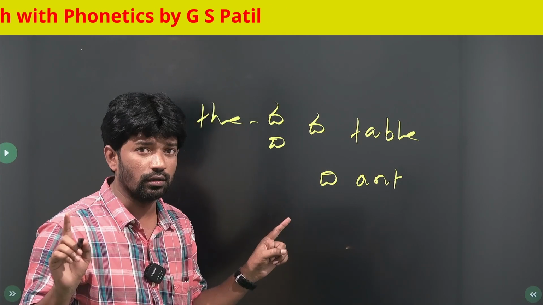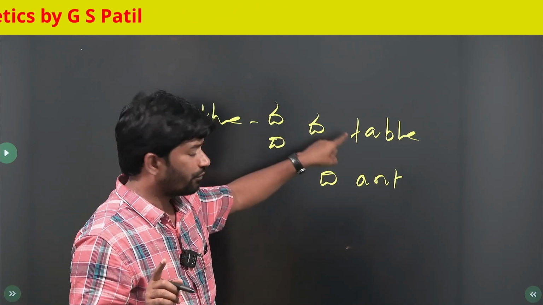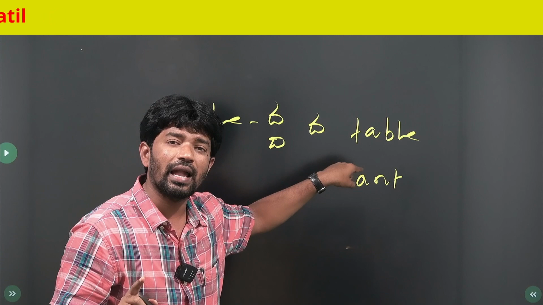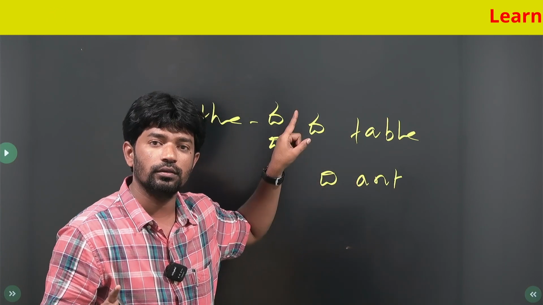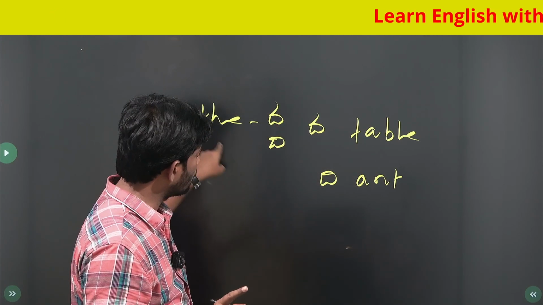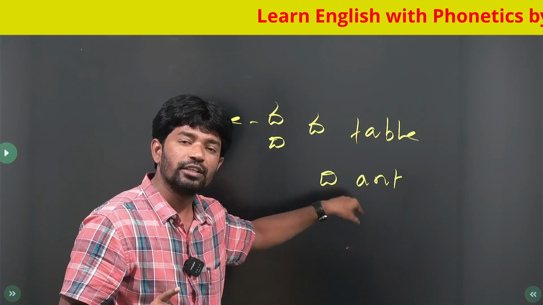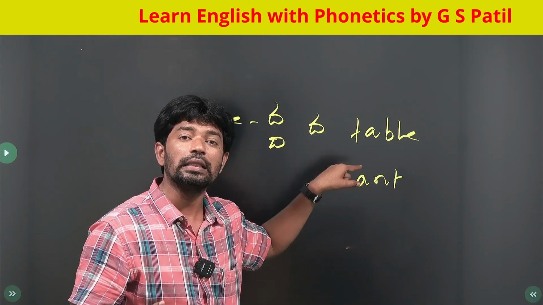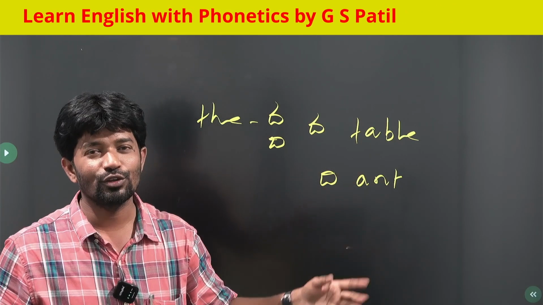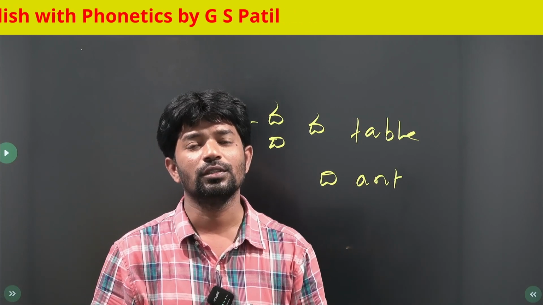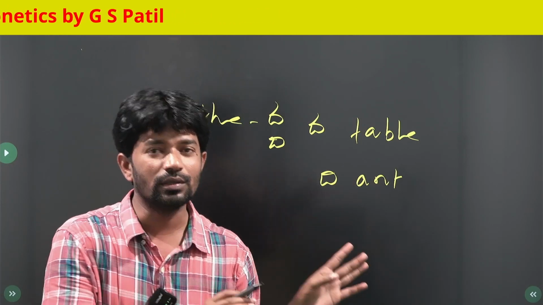Wait, get me clearly. After "thuh", if there is a noun that begins with a consonant, there we use "thuh". And after "thee", if there is a noun that begins with a vowel, then we say "thee". Clear? So like this in English, many things are there to learn. Today, you just learned about it.